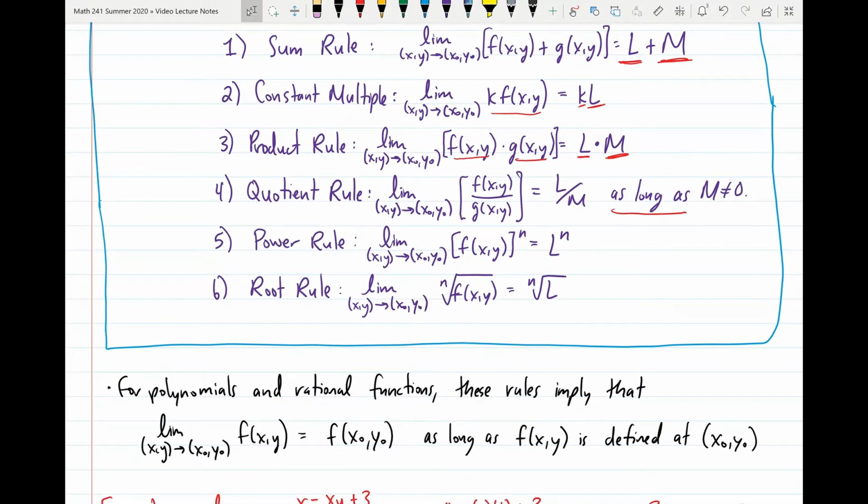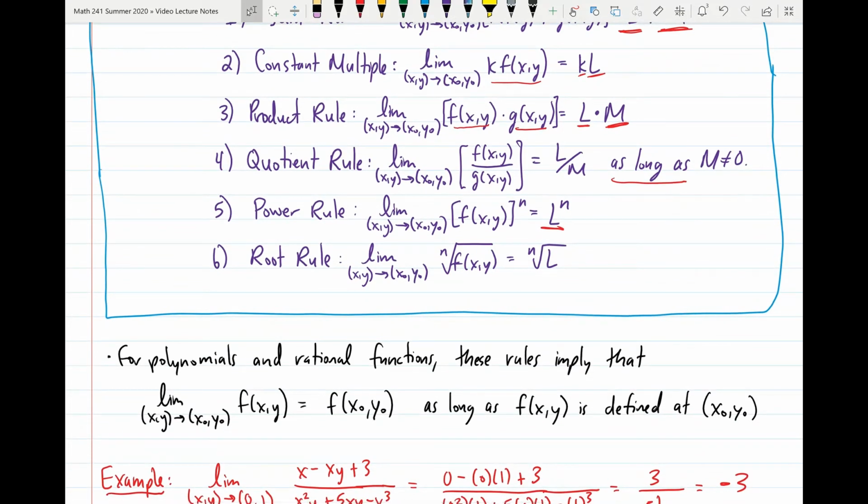Next up, we have the power rule, which says that if I take my function f of xy and I raise it to some integer power n, then the limit as xy goes to x naught y naught of f of xy to the n is equal to the limit of f of xy to the n.